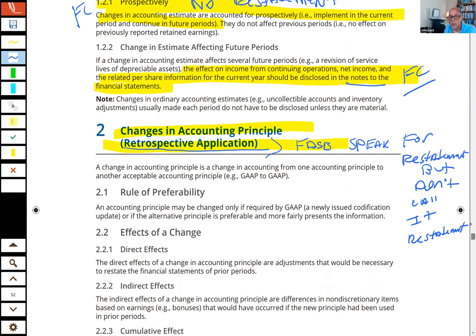And so FASB doesn't want to call the approach restatement, but it's equivalent to what you would do if you had a restatement. But we call it retrospective application, so it doesn't sound as nasty as restatement. So the process that I'm going to describe to you here under cumulative effect of change in accounting principle is the same thing you would do for a restatement, but don't call it that. Call it retrospective application. Okay.